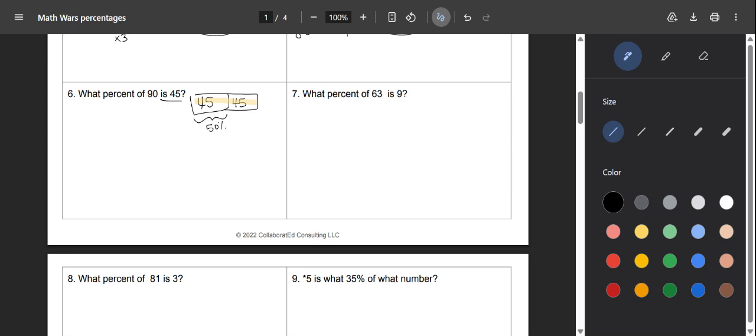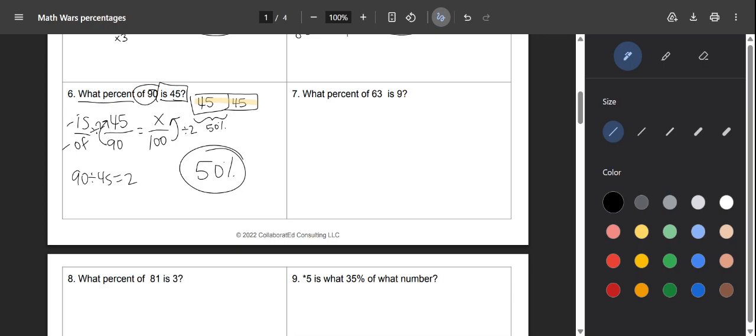If I wanted to prove that using a proportion, I would set up is over of, part over whole. So is 45 goes on top, of 90 goes on bottom. And I'm looking for the percent, so x over 100. I know I can do 90 divided by 2 to get to 45. If I didn't know that, I could do 90 divided by 45, and that tells me the relationship between part and whole is 2. So I would do 100 divided by 2, and that gets me 50%. There you have it.